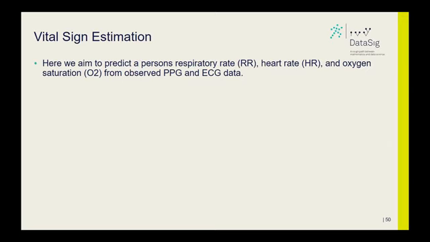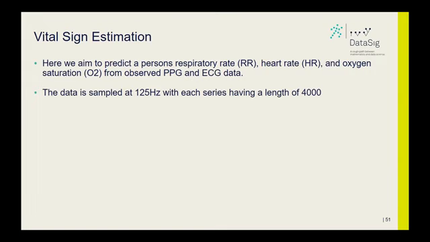And so for a second problem, really 3 problems in one, the aim is to predict a person's respiratory rate, heart rate, and oxygen saturation, so some of their vital signs, from observed PPG and ECG data. PPG data is a measure of blood volume pulse, is another word for it, and ECG data is classic heart rate information.